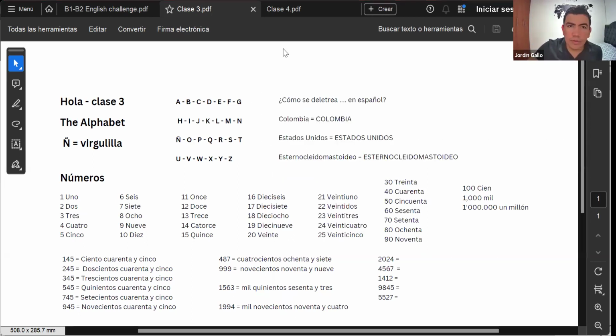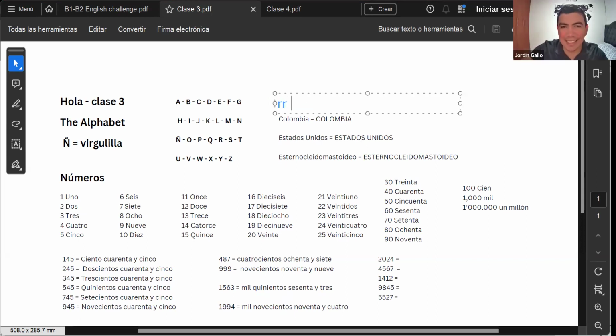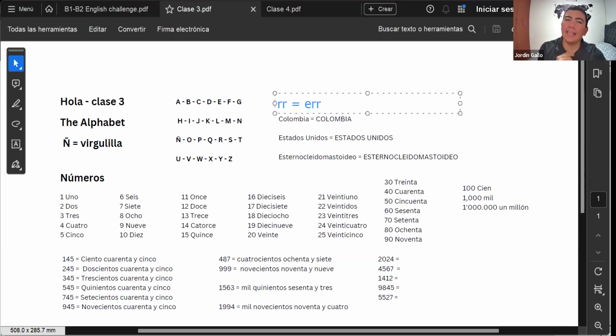I'm going to move. This is class 3. We need to return here, but we are going to move to class 4. Yes, please, Jerry. Can you do the double R? It's the R, right? Oh, that's even more complicated because this would be with a double R sound, and we do it strongly, like R.